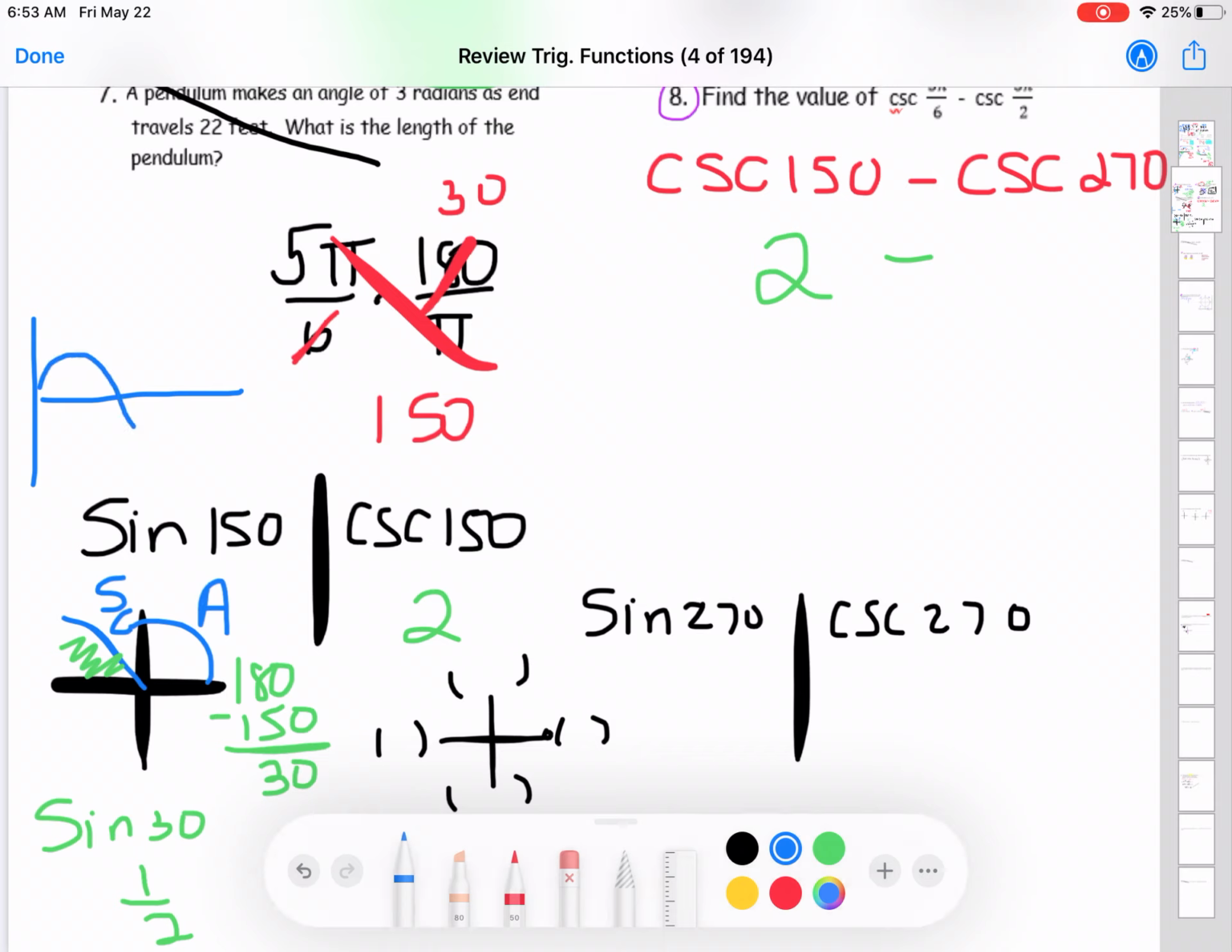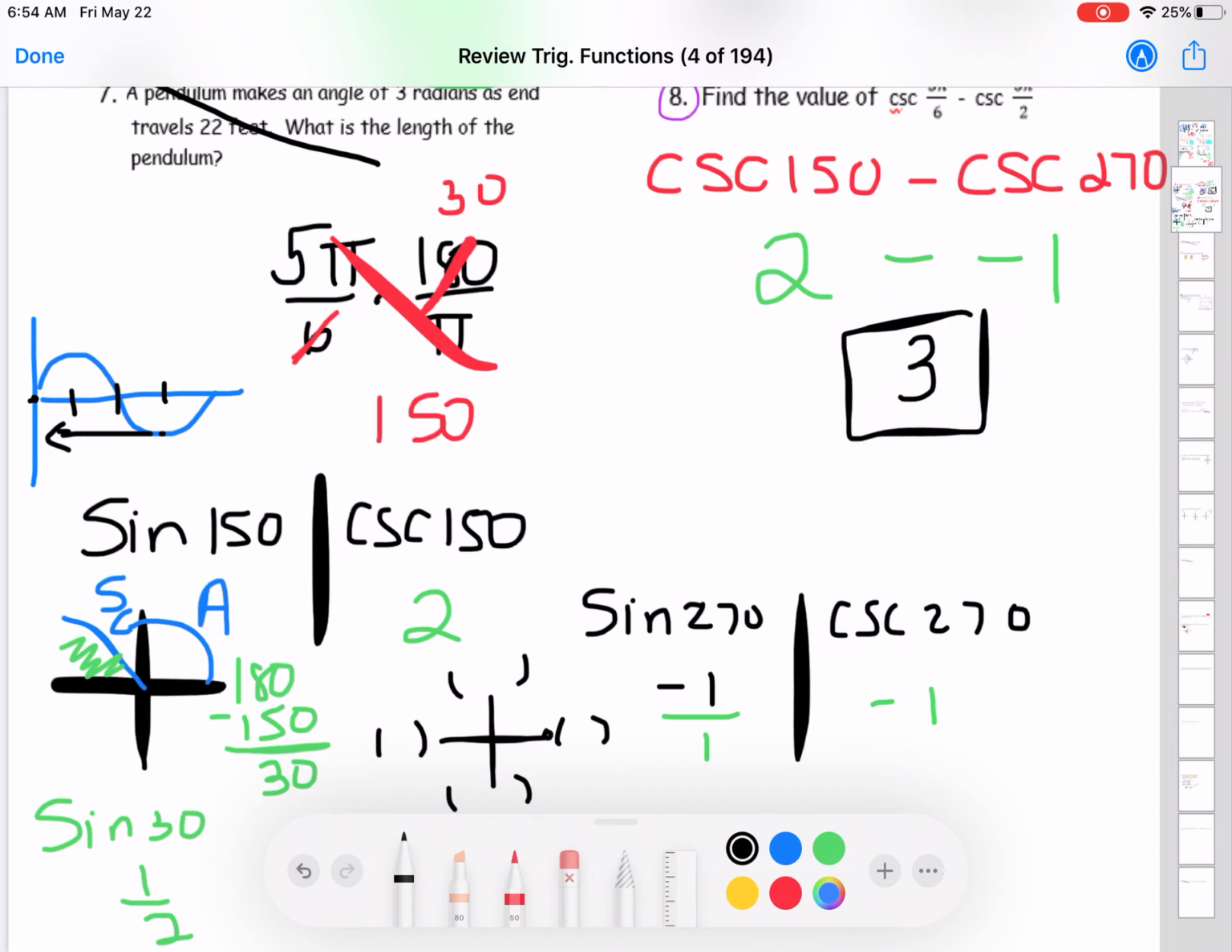So remember the sine wave? And this was 0, 90, 180, 270. So at 270, it was -1. What's the reciprocal of -1? Well, the reciprocal of -1 is -1. And think about why. Any number you can place over 1. So now the reciprocal is -1. Okay, and then 2 minus -1, my answer is 3.